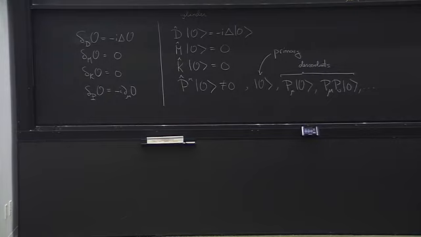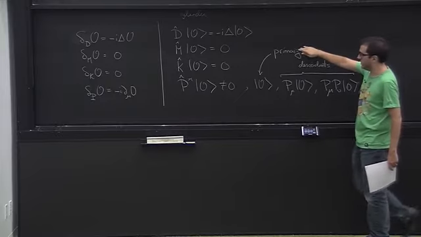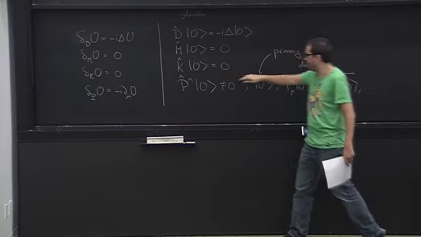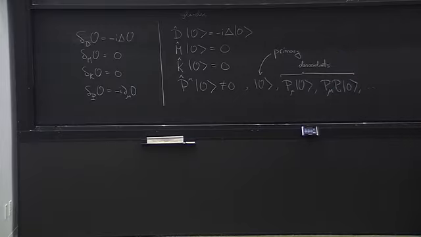Now, you can and you should complain that I promised that at some point I would explain what was this notation for primary, what was a primary, and now not only I'm not explaining, but I'm introducing new notation distinguishing a primary, which is an operator that is killed by K, from the descendants, which are the states that you get acting by P, but I will ratify that in a minute.